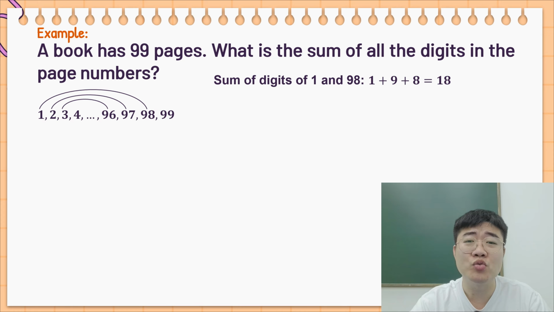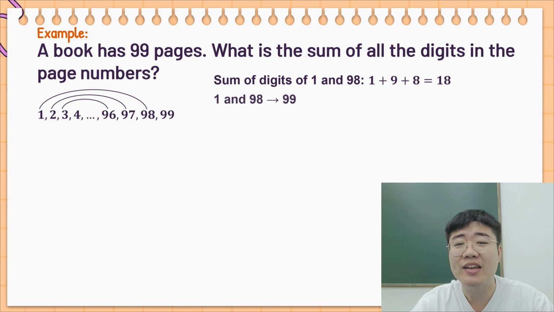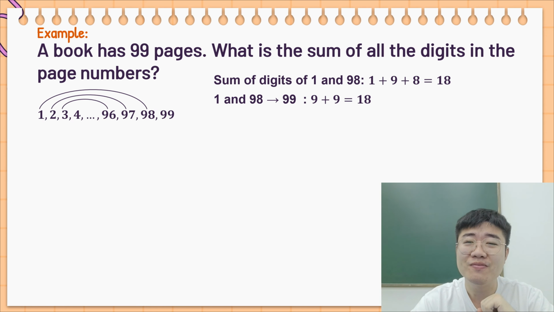1 and 98 becomes one group. The total is 99. So everyone, what's the sum of digits? Perfect. Now 99 will be 9 plus 9. The sum of digits is also 18. So is the sum of digits the same? Yes, the sum of digits is the same here.